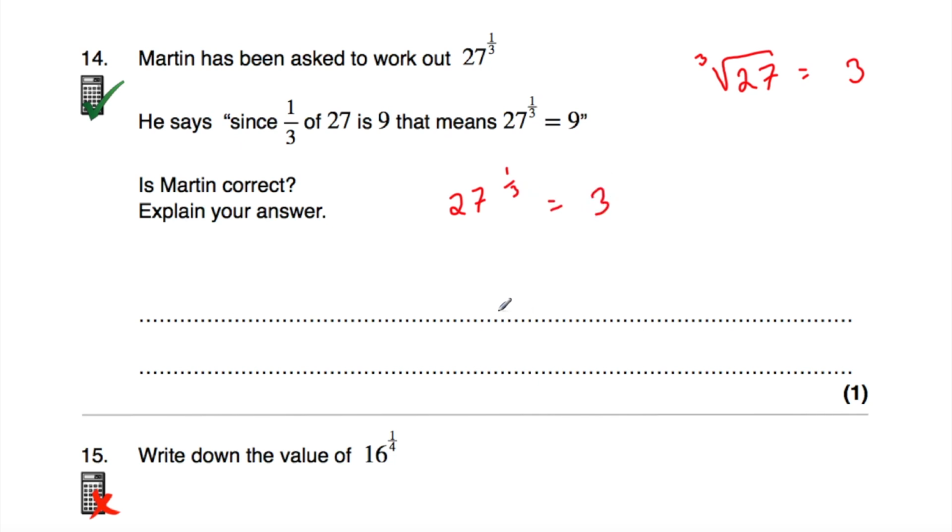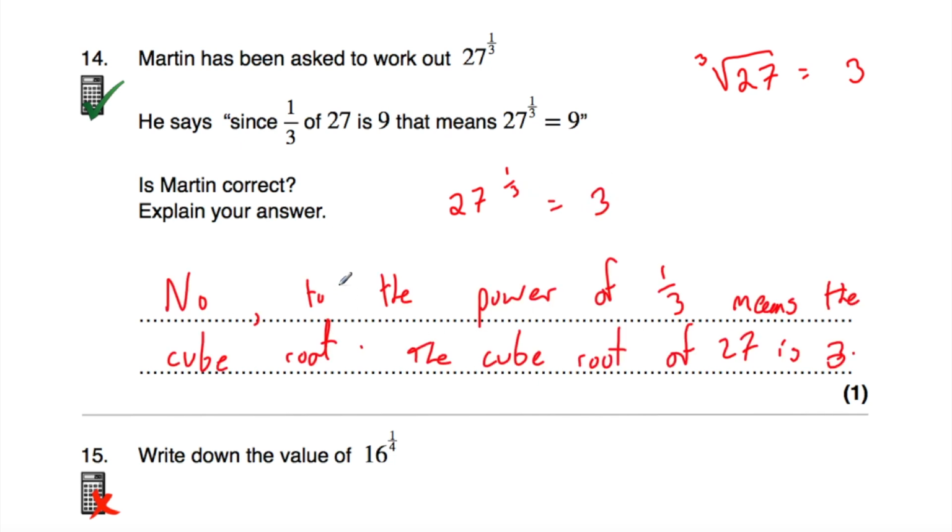So let's explain that. I've just explained to the power of a third. So to the power of a third means the cube root. And the cube root of 27 is equal to 3. That's a really badly written 3 there. So that is 3. I'm just going to write it again. I'll scribble it out. So that's it. So Martin is incorrect. It's not 9. The answer should be 3.